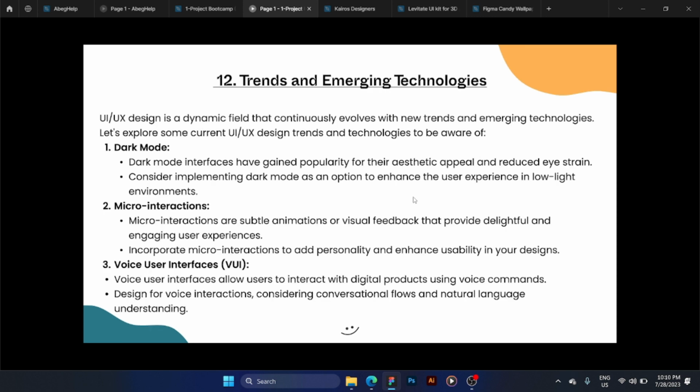So you need to keep learning, because the design field is a very dynamic field. It keeps evolving. There are new things here and there.